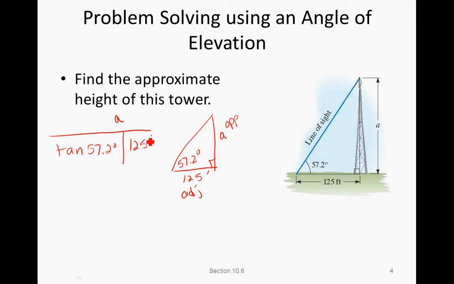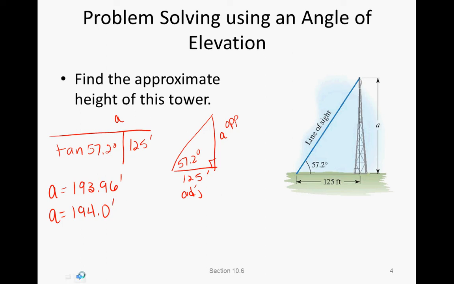So solving for A in this case becomes a multiplication problem because the two are right next to each other. The tangent of 57 degrees times 125 feet gives us the value of A, which is 193.96 feet. Often I will ask you to round to the 10th place, 194 feet.